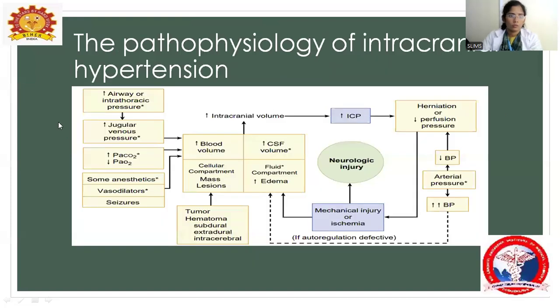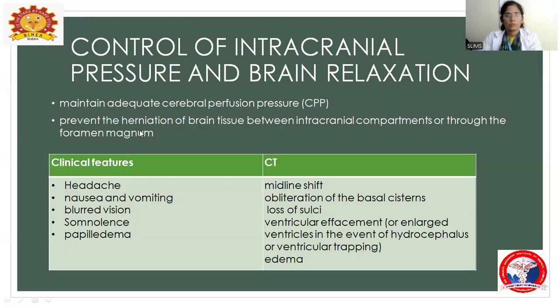So what are the factors for control of intracranial pressure and brain relaxation? We have to maintain adequate cerebral perfusion pressure, and prevent the herniation of brain tissue between intracranial compartments or through the foramen magnum. Clinical features: so what are the clinical features of increased ICP? Headache, nausea, vomiting, blurred vision, somnolence, papilledema. In the CT, we can see midline shift, obliteration of basal cisterns, loss of sulci, ventricular effacement or enlarged ventricles in the event of hydrocephalus or ventricular tapping, and edema. Okay. So these are the clinical features and these are the signs which you are going to see in CT.